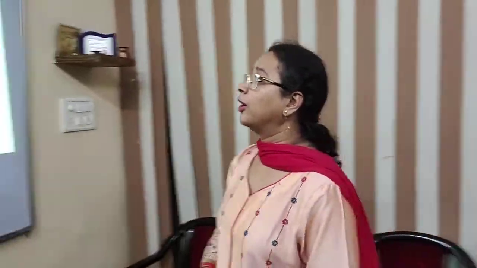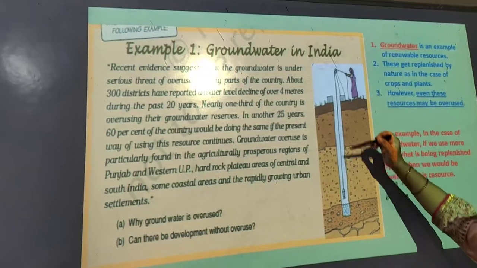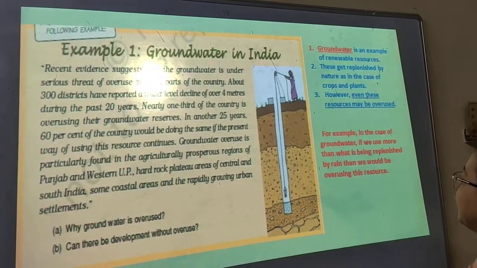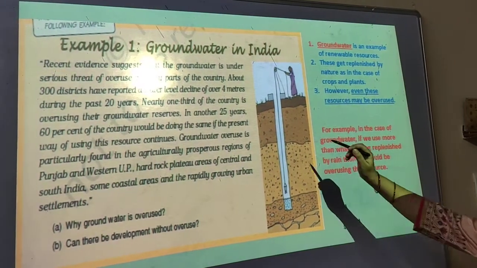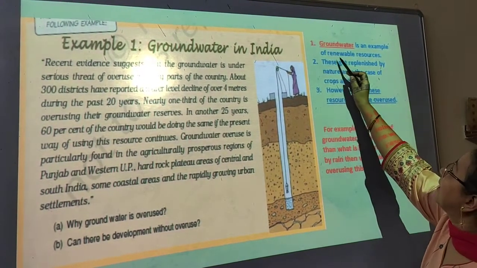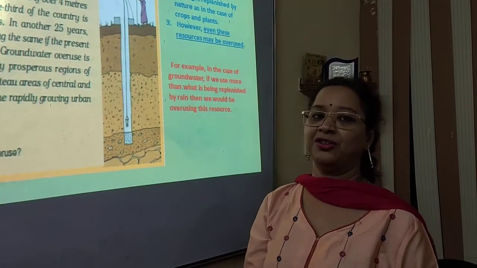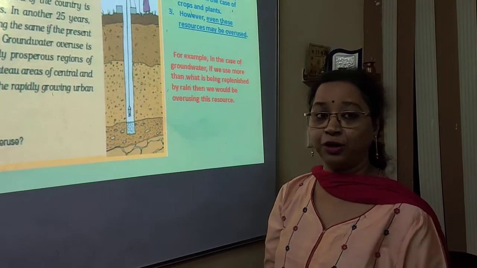Look here. This is underground water. This lady is taking out water with the help of this Persian wheel. Now, what is underground water? We say it is a renewable resource. Why? Because it is renewed by nature. It is renewed by rainfall.